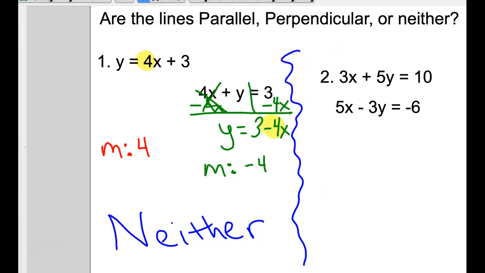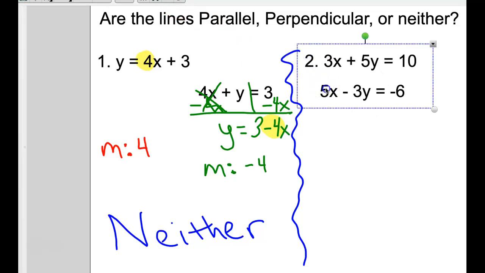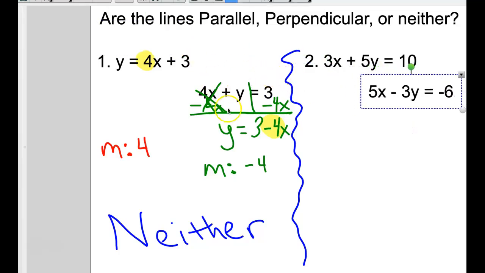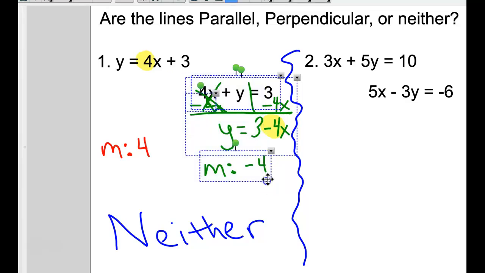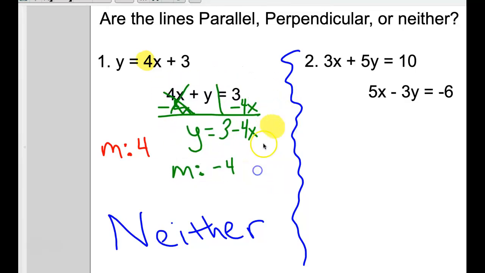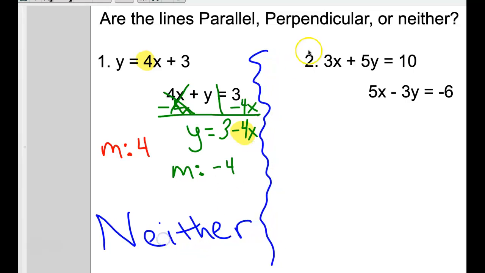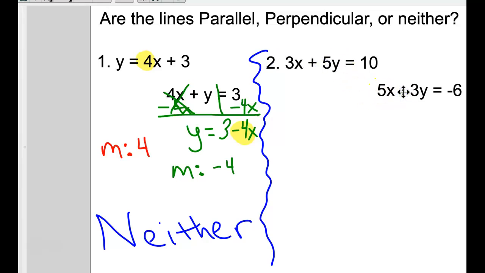Okay, so this equation set, we are given two equations, and both of the equations this time are in standard form. So I need to do some work to both of these two equations. I'm going to scoot some of this stuff over so it's easier for me to have some space. All right, so I've got two equations. Both of these equations are in standard form, so I have to do work on both of them. So I'm going to take the first equation and do the work for the first one.